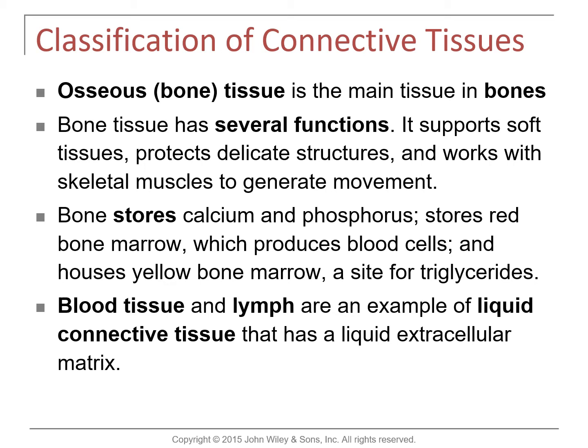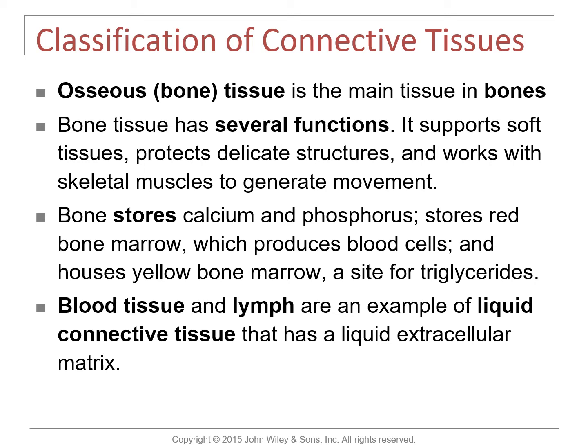And this is the main tissue in bones. Now recall, each bone is an organ made up of different tissues. So the main tissue is osseous or bone tissue, but bones also contain adipose tissue, blood tissue, nervous tissue, dense irregular connective tissue, hyaline cartilage connective tissue. So all these different tissues make up the bones, but the main tissue is osseous tissue.